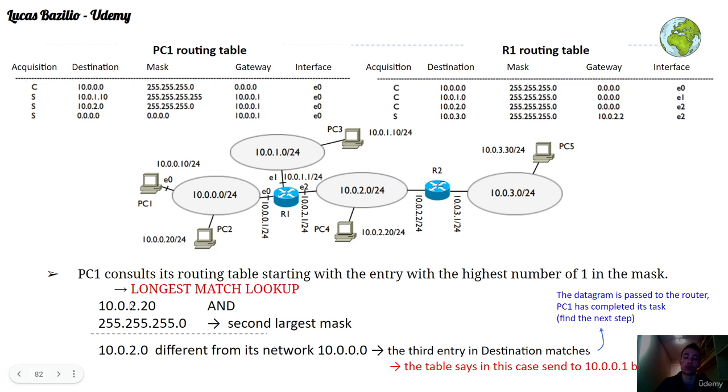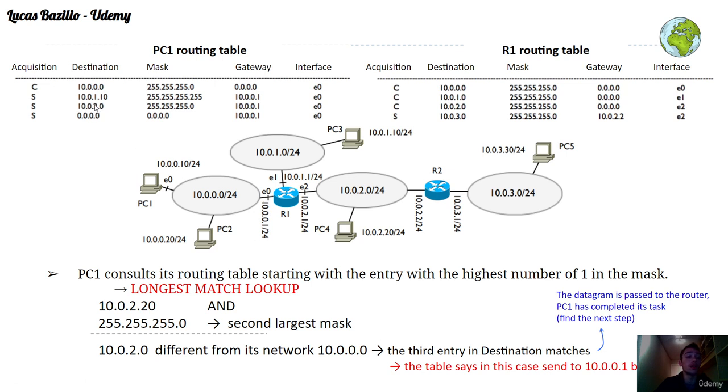So the first one was with all ones. Now the second largest is where we have all ones in the first three decimal places and 0 at the end, right? So we do the AND operation, and we have this result, which is different from its network. However, the third entry in the destination matches. We can see that this result of the AND operation is inside the routing table of PC1, right?